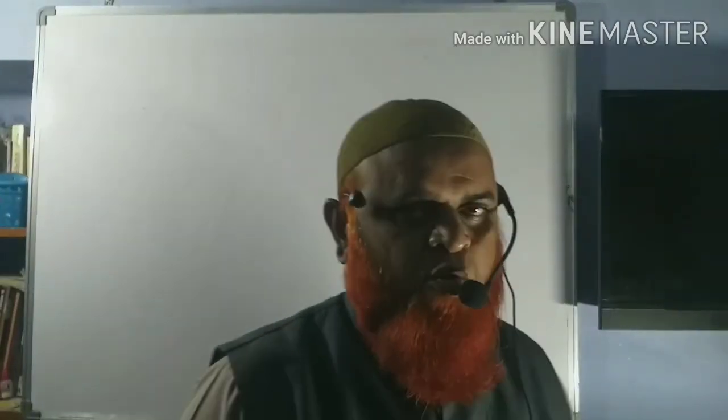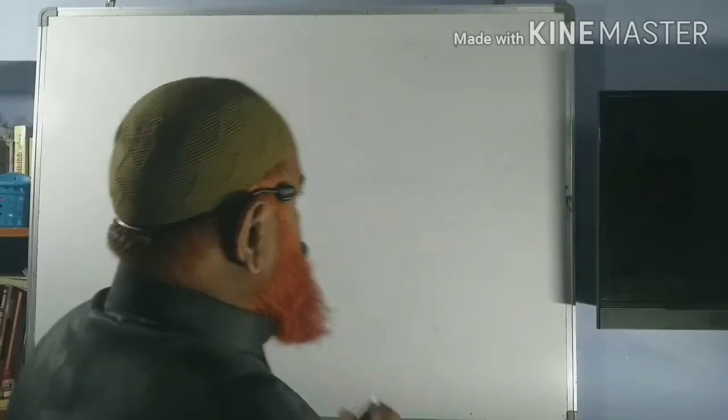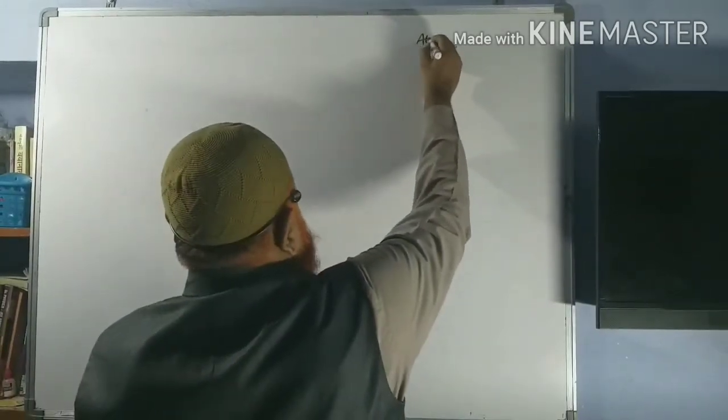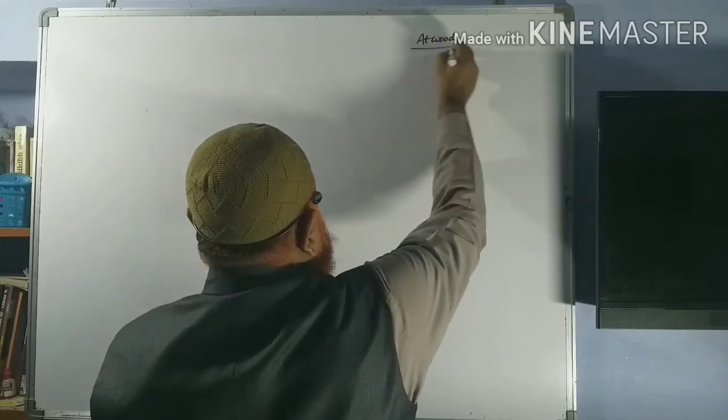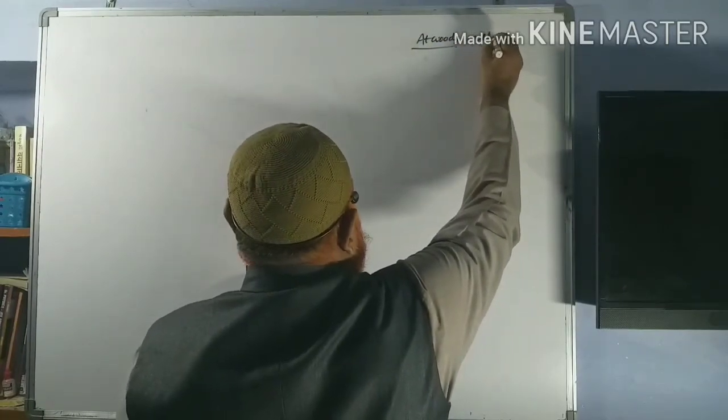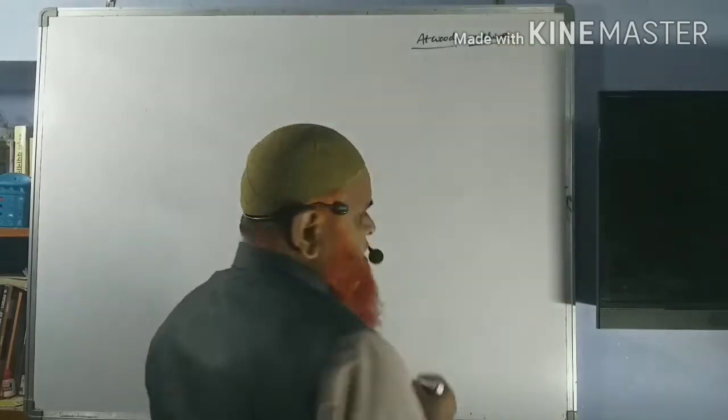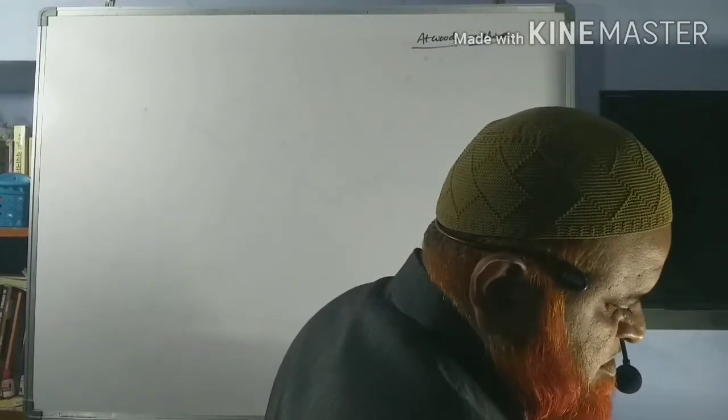Okay, the next topic of Newton's laws of motion is connecting bodies, connecting bodies of different types. The first connecting body is called Atwood's machine. So let us discuss the meaning of this Atwood's machine.